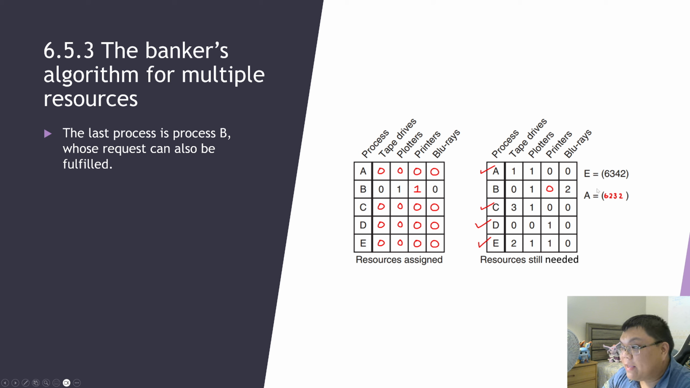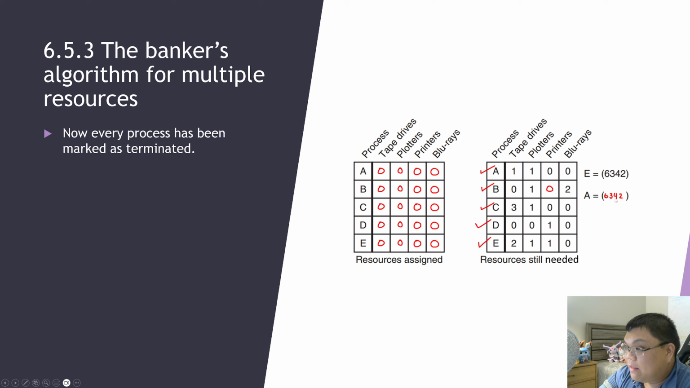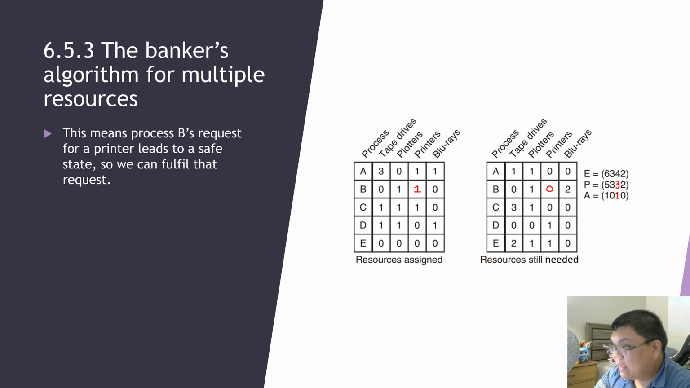So the last step is to see whether process B's request can be fulfilled. And yes, it can. So now that process B has been marked as terminated, every process has been marked as terminated. That means if we grant process B a request for the printer, this becomes our next state, but we have verified that this is a safe state. Therefore, we can grant process B's request for the printer.